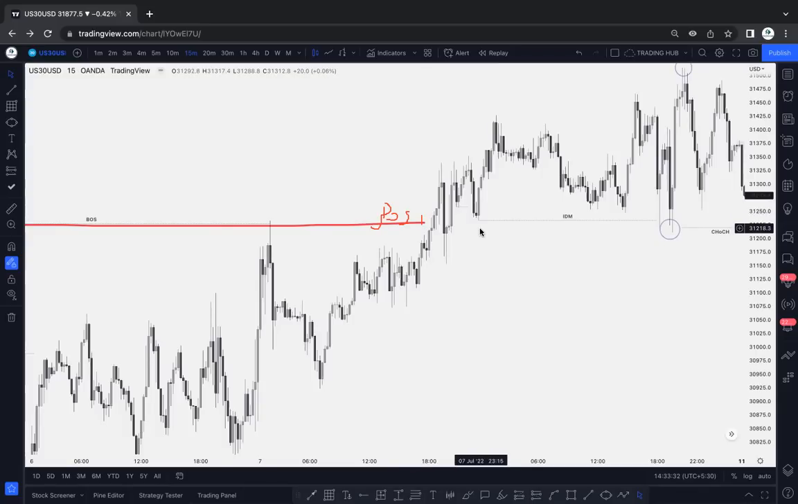Which is the low to break to confirm the high? This one, and in this case, this was it. But market creates a new structure to push higher again.